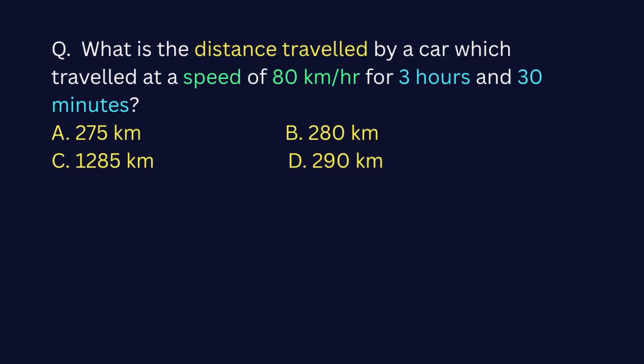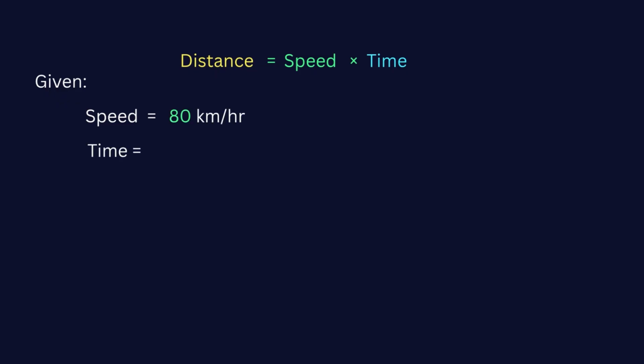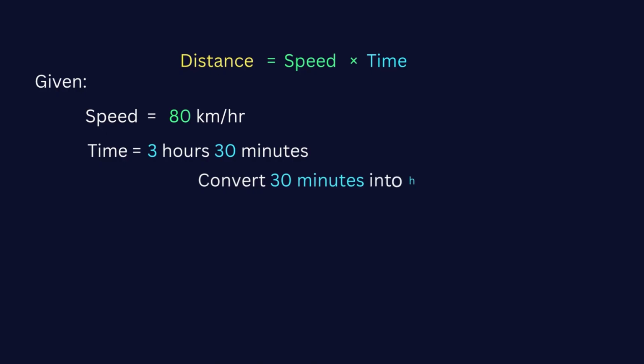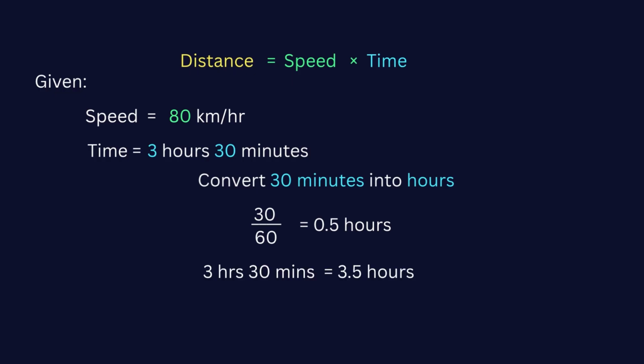First, we need to remember the golden rule of motion problems, which is distance equals speed multiplied by time. From the question, we know that the car's speed is 80 km per hour and the time is 3 hours and 30 minutes. We must convert the time to hours. 30 minutes is half an hour, and here's how to find that. We do the division, which is 30 divided by 60. That will give me 0.5. So the total time is 3 plus 0.5, which gives me 3.5 hours.